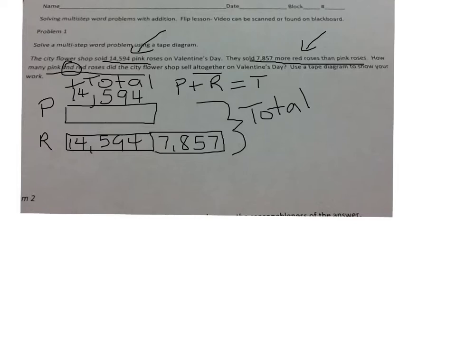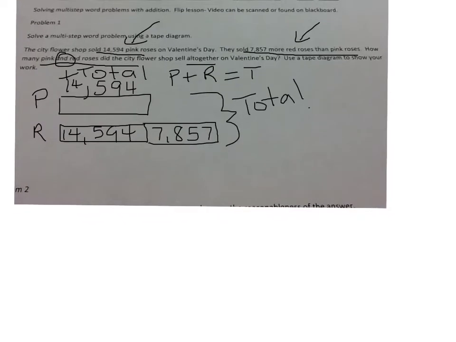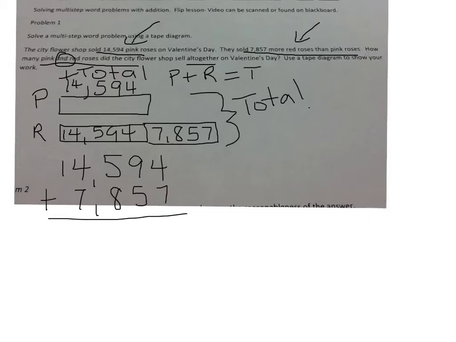So with this picture, we're going to go ahead and we are going to add to find our total. We're going to start with the red roses. We have to add those first to figure out our total number of red roses. We don't know what that is yet. So to do that, we're going to line up our 14,594 with our 7,857. It's very important that you line up your place value when you're adding, which we've already discussed.